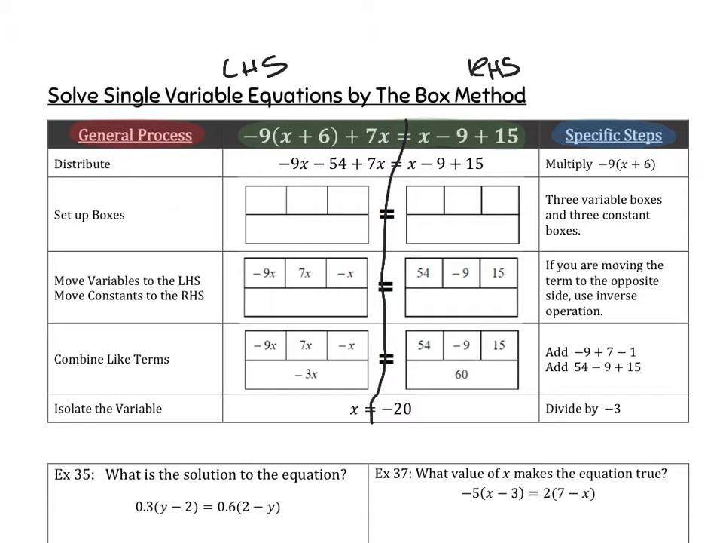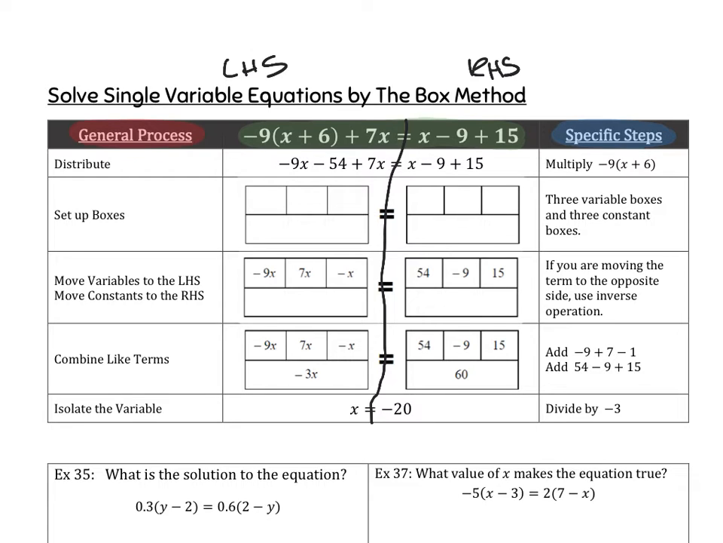These are just the steps of the box method written concretely for you when you study. Okay, so if you notice, the first line that's in the black bar at the top says negative 9 times the quantity x plus 6, plus 7x, equal to x minus 9 plus 15. There's a lot going on. This is a complicated equation, right? This is truly when the box method is going to come in handy because that's a lot of moving parts. And the box method helps us put it in the right part, like it gives it a place to be.